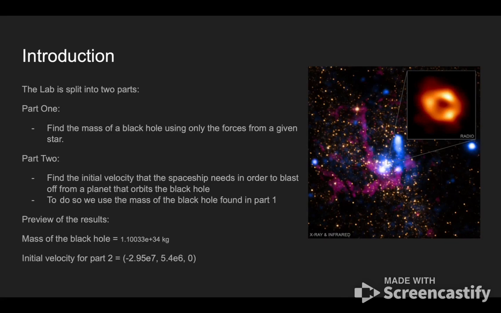So for the introduction, the lab is split into two parts. Part 1 is you find the mass of a black hole using only the forces from a given star. And Part 2 is to find the initial velocity the spaceship needs in order to blast off from a planet that orbits a black hole without crashing into the black hole and the planet.